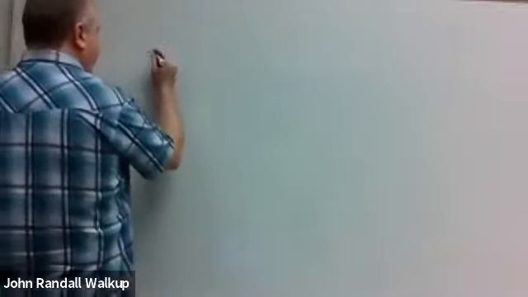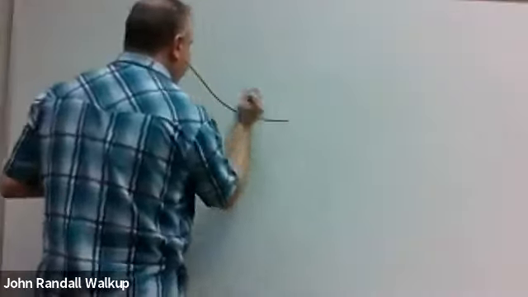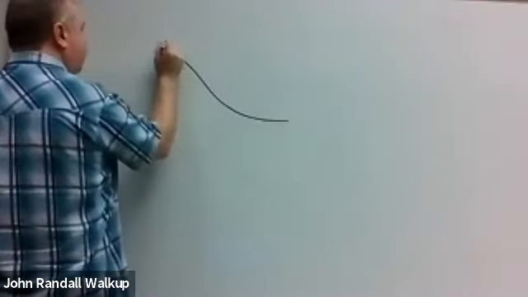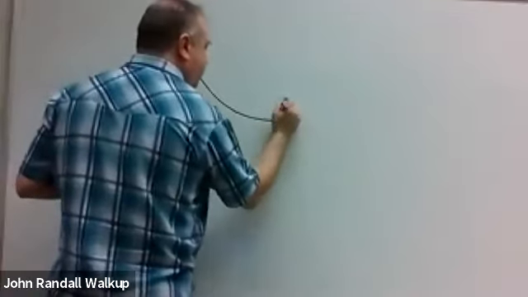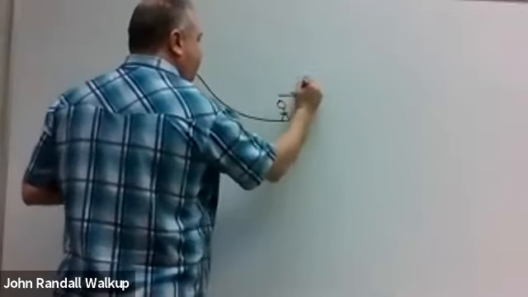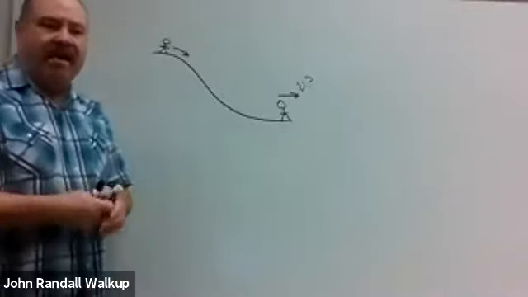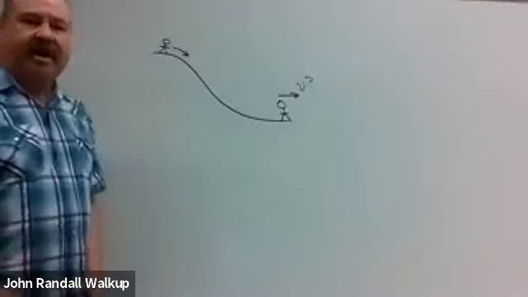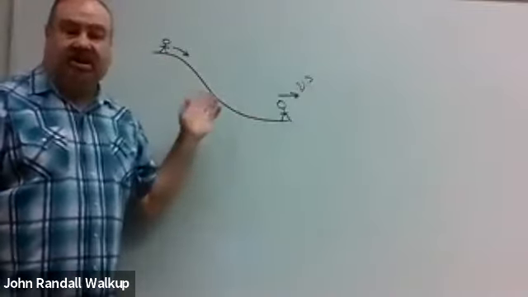But there's a problem. If you go back to this problem here, let's say you have a skier going down a slope, and we wanted to find the speed of the skier at the bottom of the slope. Then we would have to know, for example, the height here, right? And we would have to assume that this was a frictionless surface.